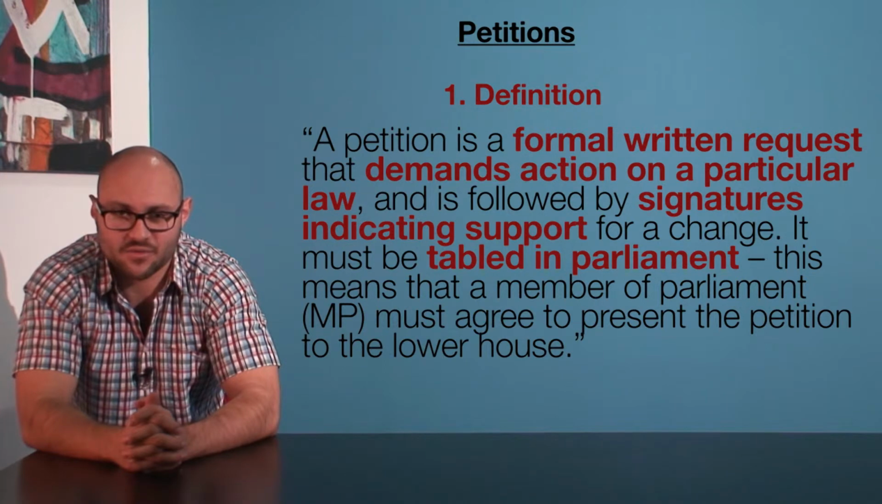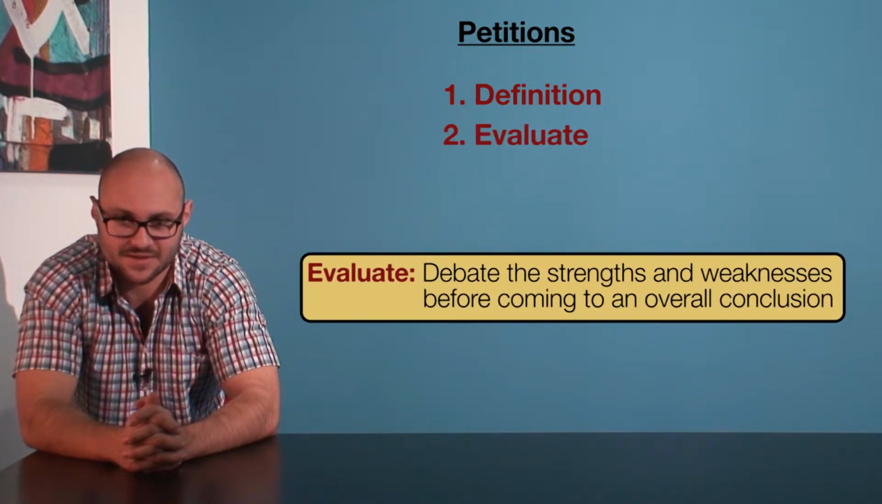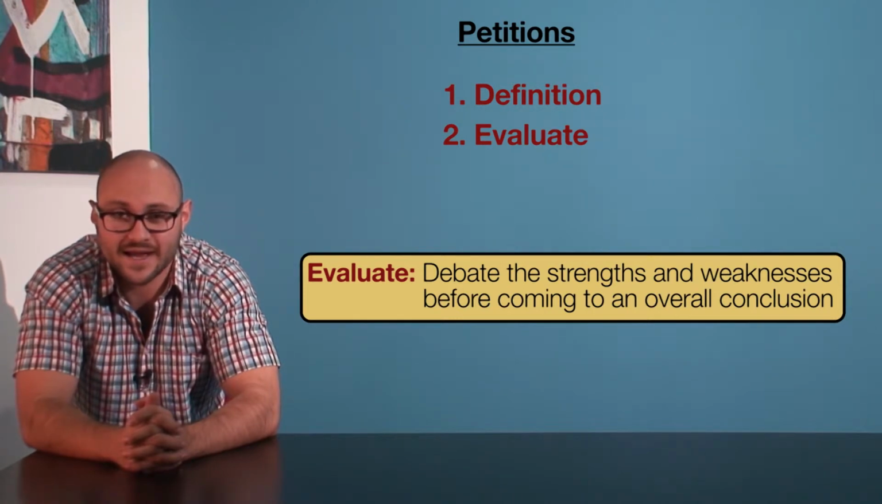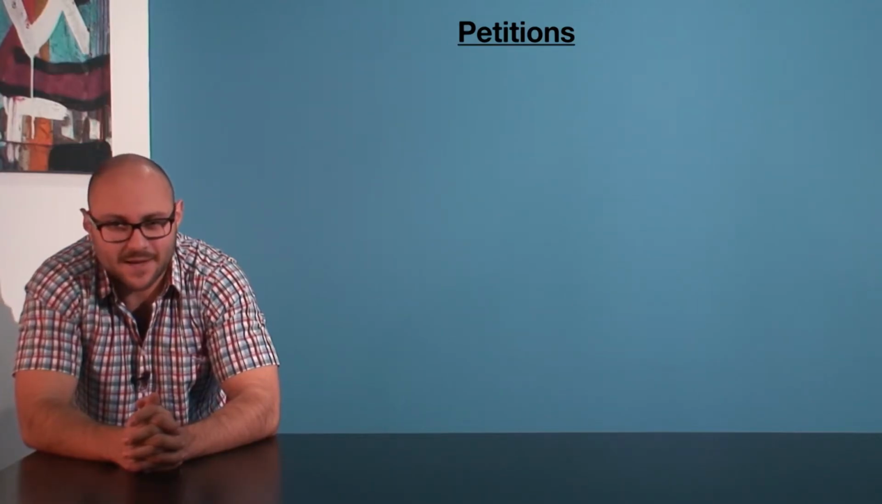With the definition out of the way, you can move on to evaluating petitions. Try to discuss at least two strengths and two weaknesses. So to explain how to evaluate, I'll need a little help from Michaela. What do you need me for? Well, Michaela, I was just thinking about petitions.